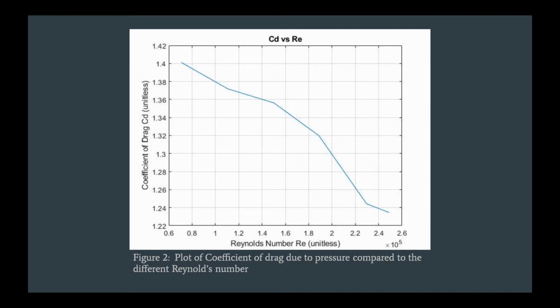Now here we have the coefficient of drag plotted against the Reynolds number. As you can see, it forms a roughly linear decreasing relation. As the Reynolds number increases, the coefficient of drag decreases, which is what we expected, with the pressure-reduced drag dropping off as the Reynolds number increased.